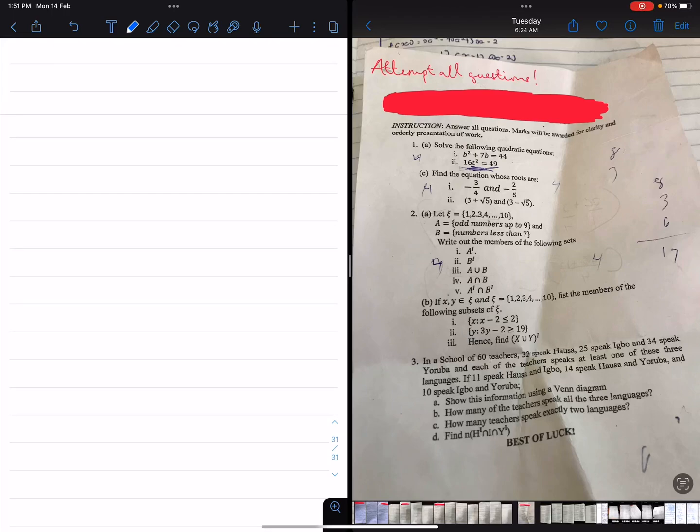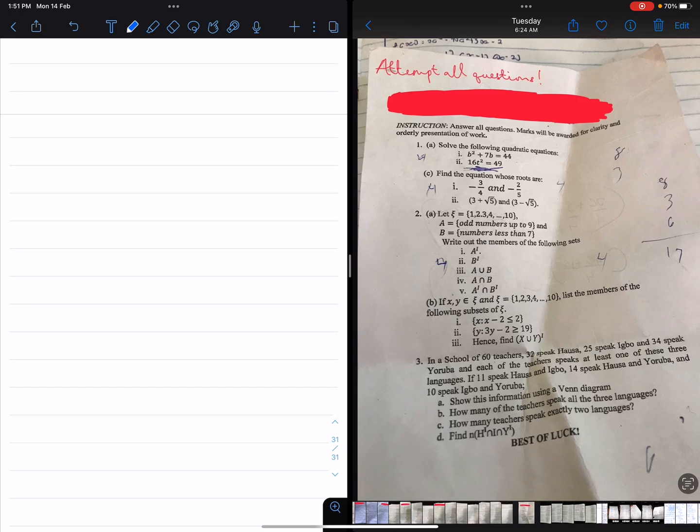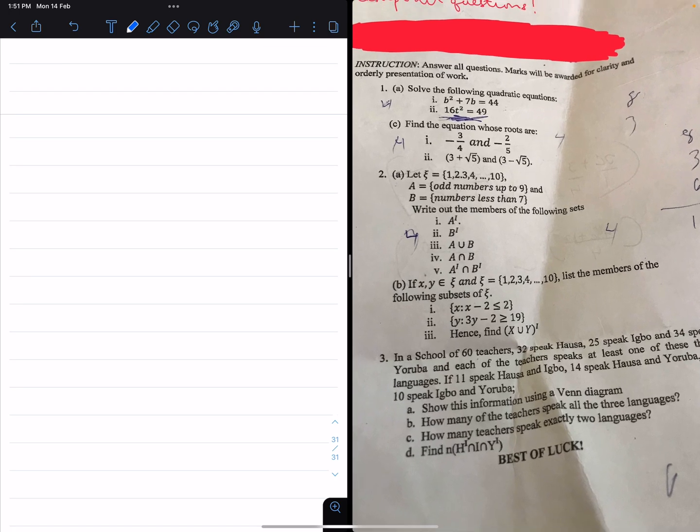Welcome back everybody. Let's solve number 2 of these questions very quickly. Let's start, and that's 2a. Let E be a set with elements 1 to 10. That's the universal set. The universal set E has elements 1, 2, 3, 4 up to 10: 5, 6, 7, 8, 9, 10.